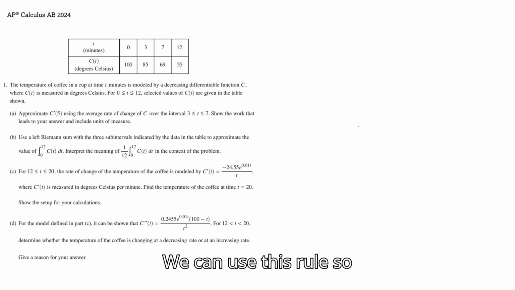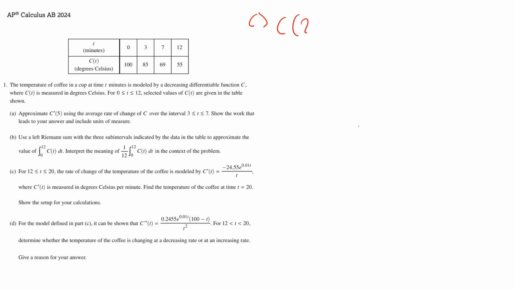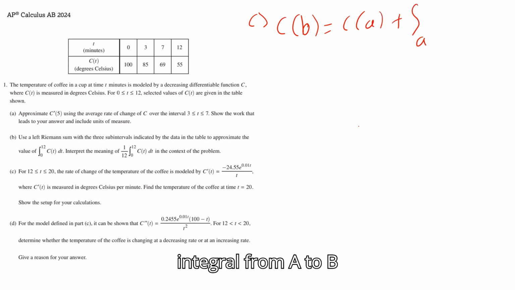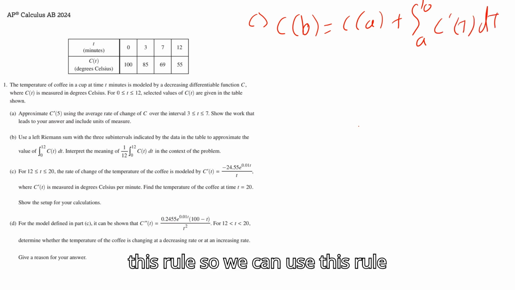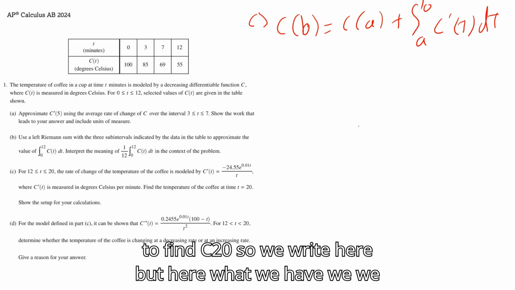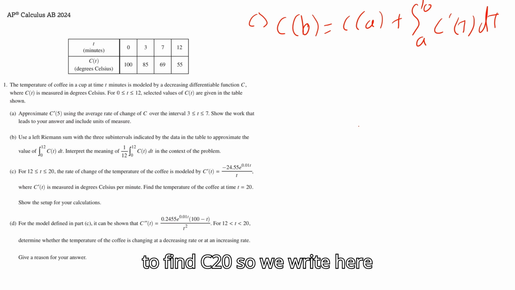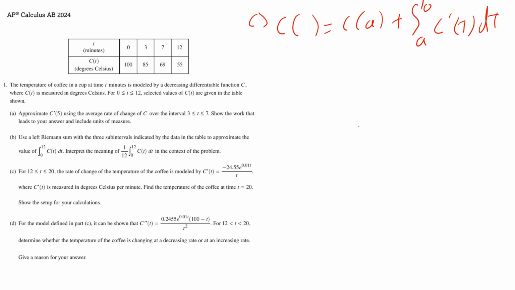We can use this rule: C(b) equals C(a) plus the integral from a to b of C'(t) dt. But here, we need to find C(20), so we write C(20).